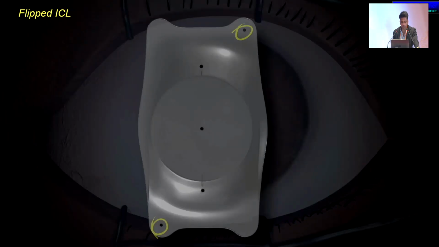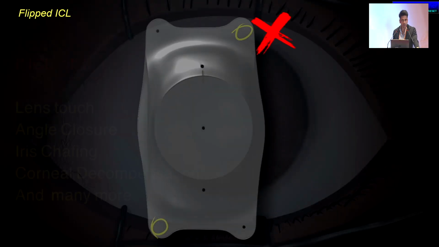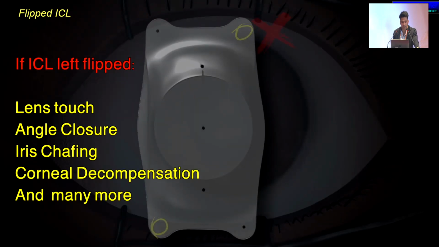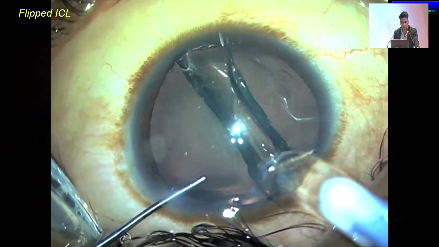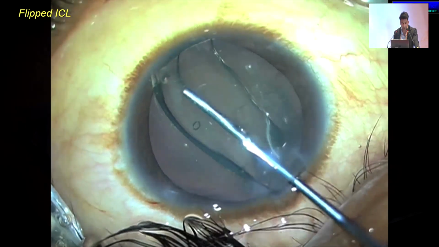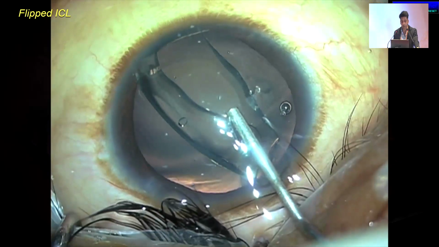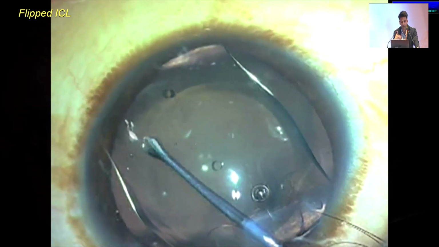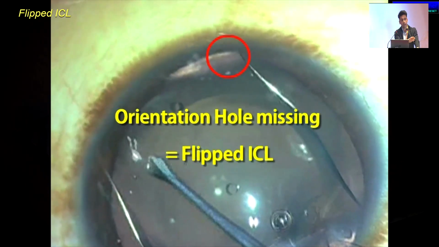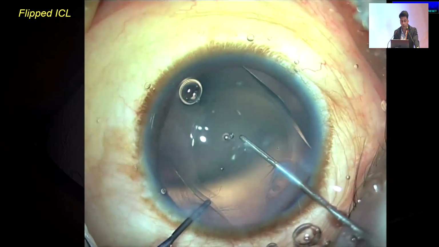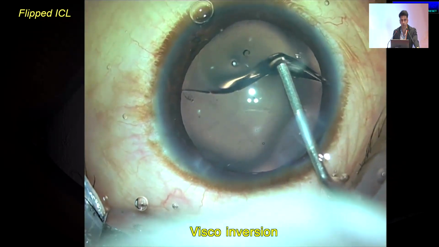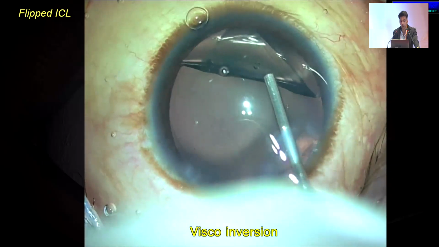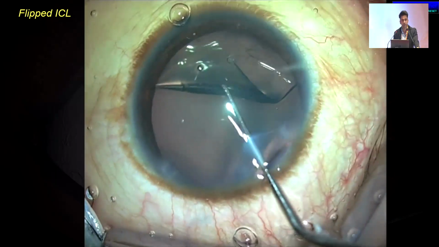So in cases of a flipped ICL, what do we do? When an ICL flips, you'll obviously see the orientation holes are not right, and you can have lens touch, angle closure, iris chafing, corneal decompensation, and much more. So this is a resident of mine actually who, without knowing, accidentally made sure that the ICL was flipped. And now, one of the tricks, obviously, a lot of you are going to cringe because you've had lunch, and that's why I asked you for the lunch question, is basically to flip this ICL inside the eye.